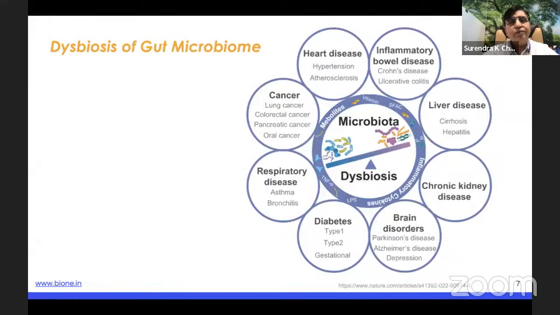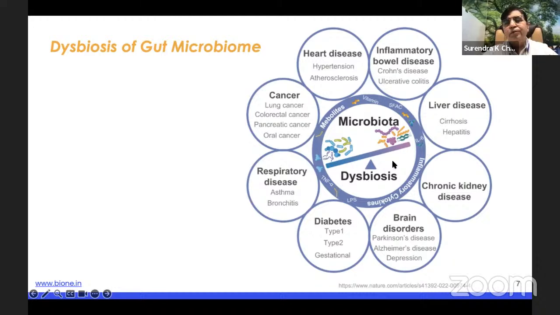Now, this dysbiosis of the gut microbiome, as explained earlier, there's a very fine balance in this system. So one is whether you have a good diversity in your gut. If abundance and diversity are maintained in a healthy organism versus an unhealthy organism, then this dysbiosis is created. So if you have a more unhealthy organism, this is basically dysbiosis in the gut.